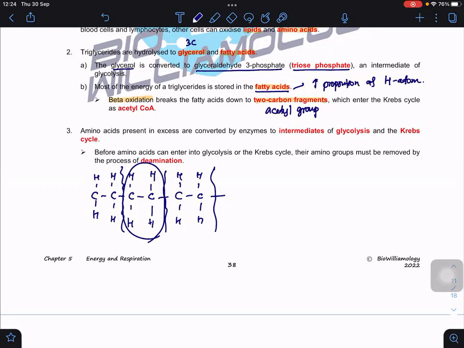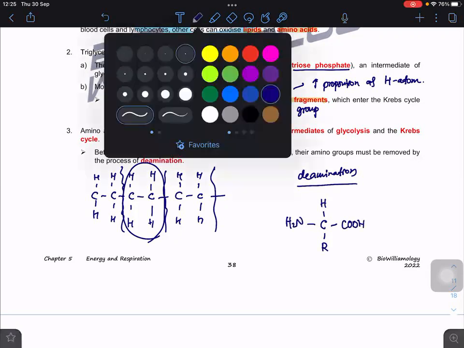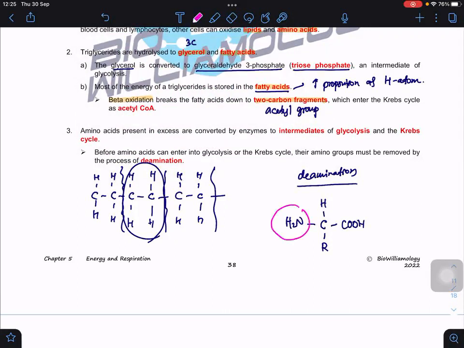So amino acids are also present in excess. Those amino acids that we eat too much of, we can convert them to intermediates of glycolysis and the Krebs cycle. But before that, we're going to do deamination. So what does deamination mean? Deamination, basically we remove the amino groups. So we know that this is the R group, COOH and NH2. So deamination helps us to remove these amine groups or amino groups. The remaining part, we can convert into intermediates.